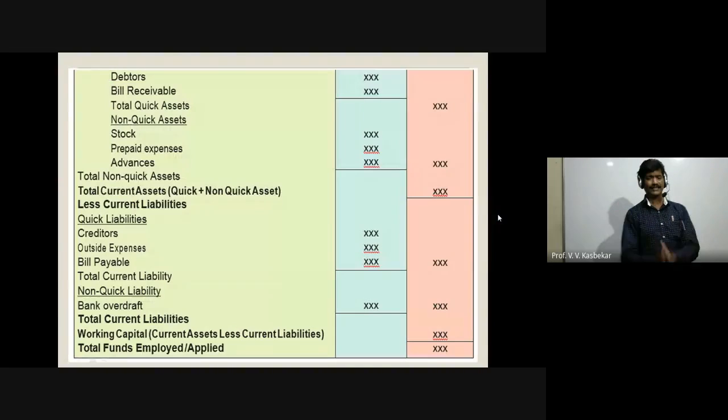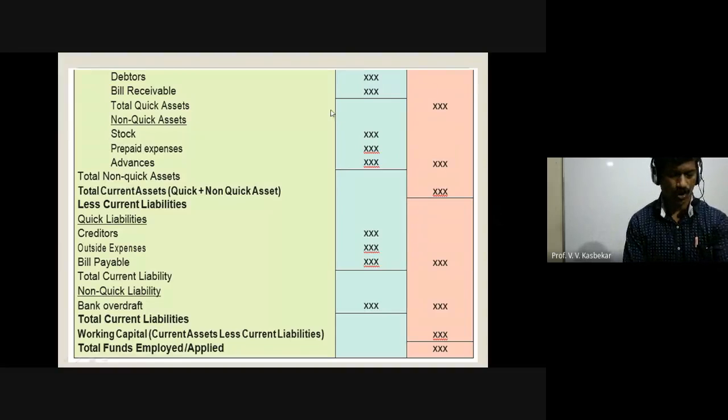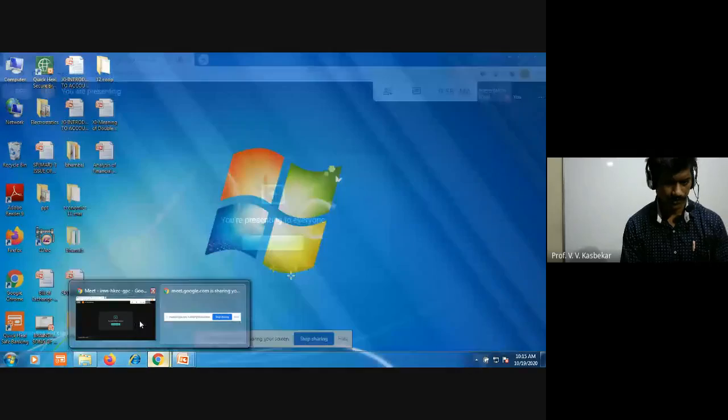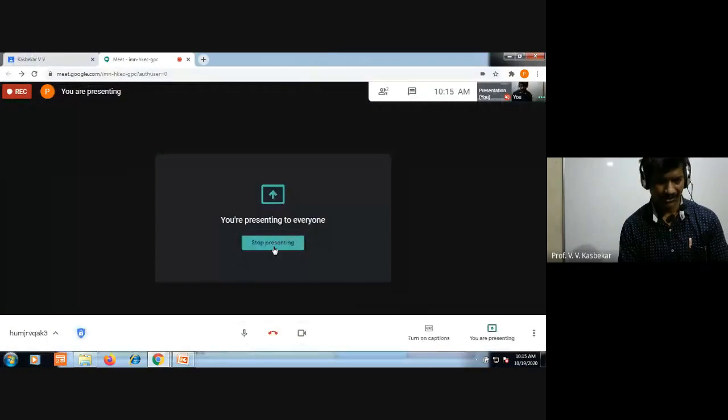So we have studied here that sources of funds and application of funds. So friends, today we have studied about limitations of analysis of financial statements, and also we have studied about sources of funds and applications of funds. In next lecture we are going to show one example of sources and applications of funds.